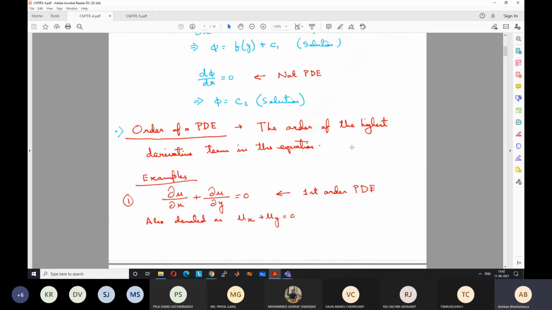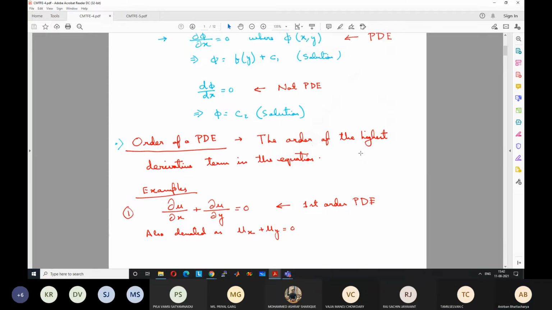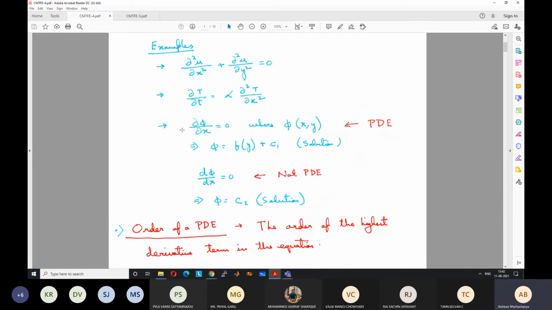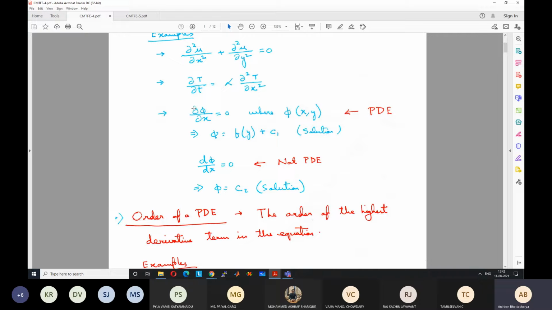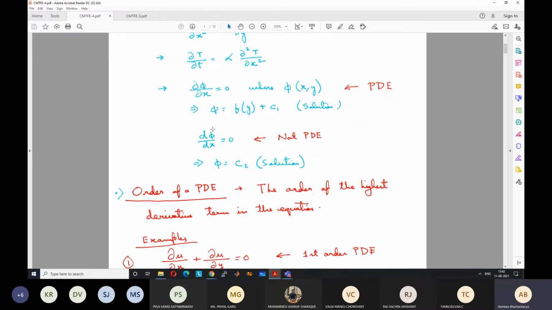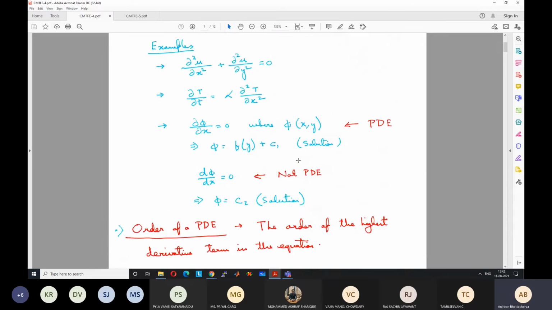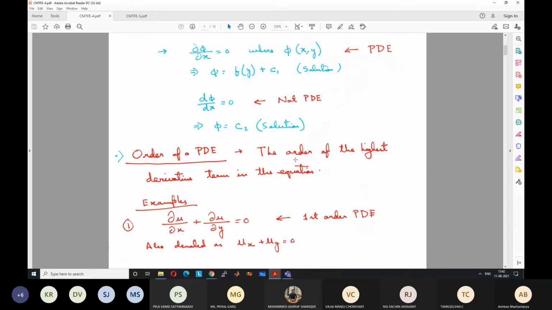What is the order of a PDE? Order of PDE is the order of the highest derivative term in the equation. So here the highest derivative term is this second order term and this second order term, so this is a second order PDE. Here the highest derivative term is this second order term, so this is also a second order PDE. This is a first order PDE because the highest derivative is of first order. So based on that, we define what is the order of a PDE.